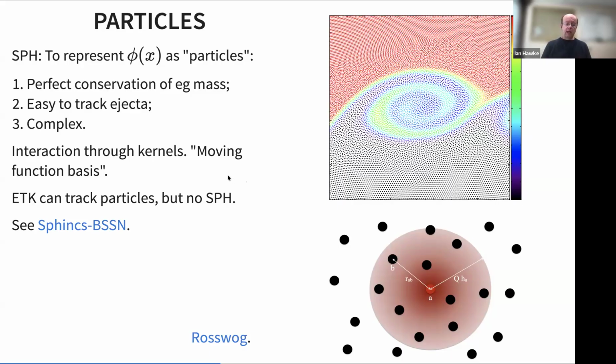Now, the Einstein Toolkit can track particles. So, for example, the GRHydro code allows particles to be advected along with the flow, or particle-like behavior can be used to track the punctures of black holes. But the interaction step through kernels is not available through the toolkit. For that, take a look at Stefan's talk and SPHINCS_BSSN. The toolkit is just not well suited to this approach.